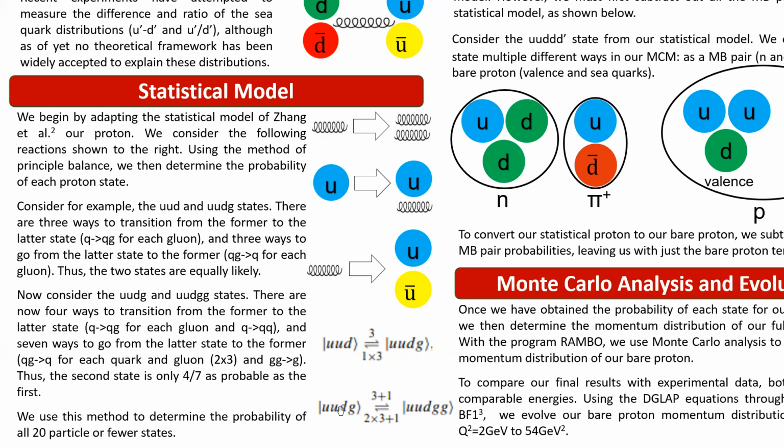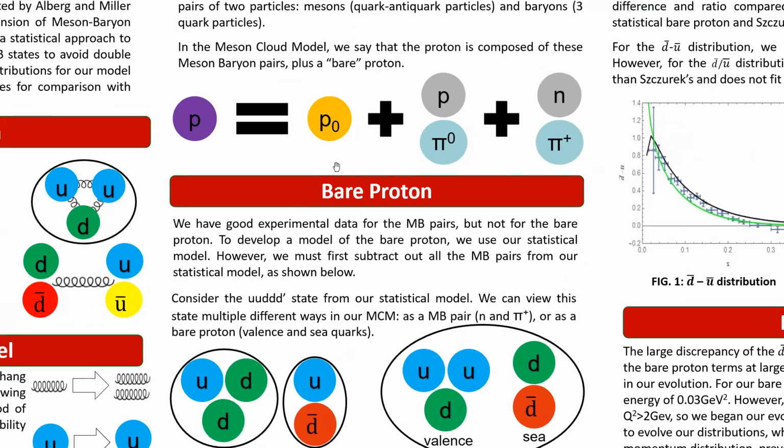We then went ahead and generalized this method of detailed balance to all states containing 20 or fewer particles, so up, up, down, u u-bar, up, up, up, down, d d-bar, and so on up to 20 particles, and used that to determine our initial statistical model. So then we had probabilities of each one of these states where the total probability was equal to 1.